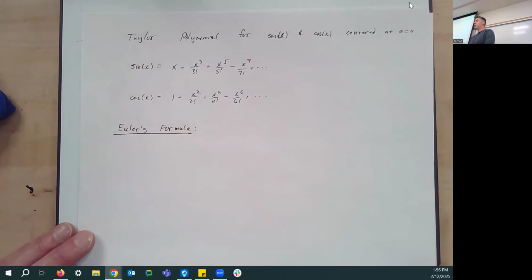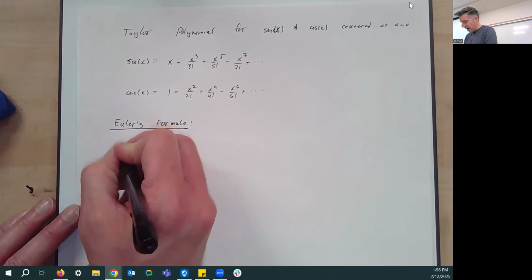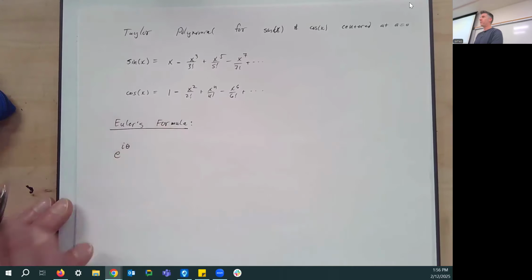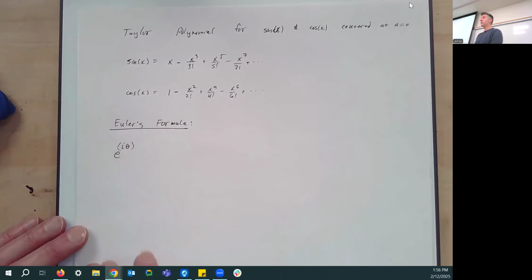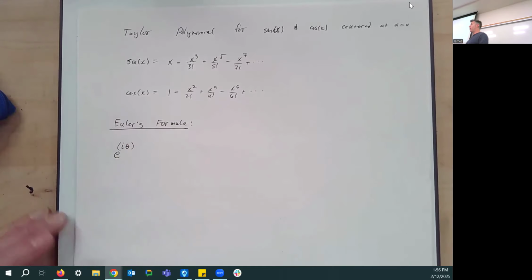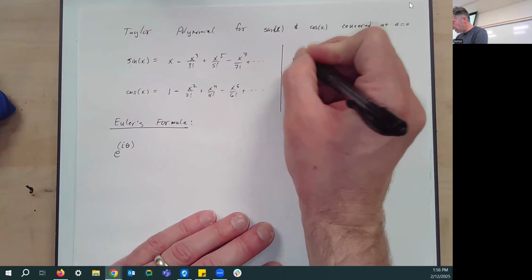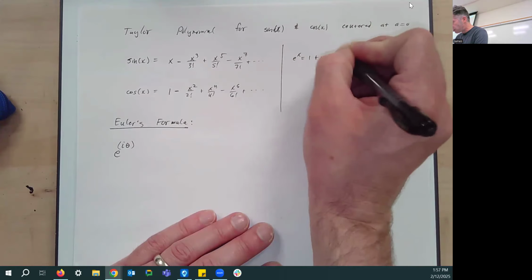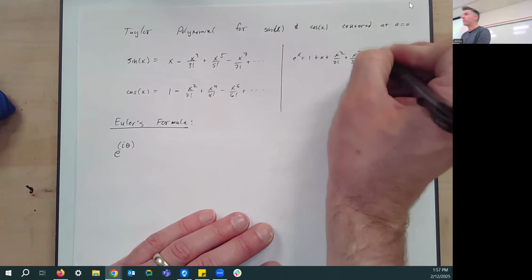Okay, so here's what we're going to say. We're going to do e to the i times some angle. And we're just going to throw that into the Taylor polynomial formula. So reminder, let me actually just write it up here again. So just remember, e to the x is 1 plus x, plus x squared over 2 factorial plus x cubed over 3 factorial, and so on and so on and so on.